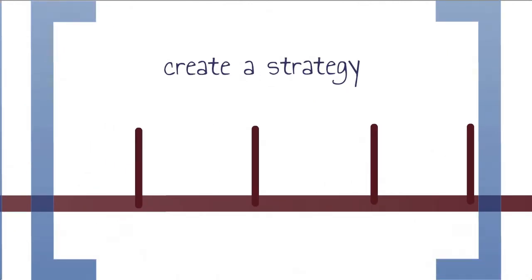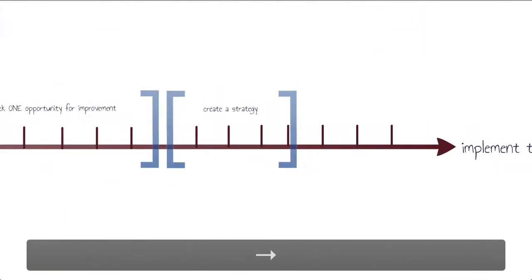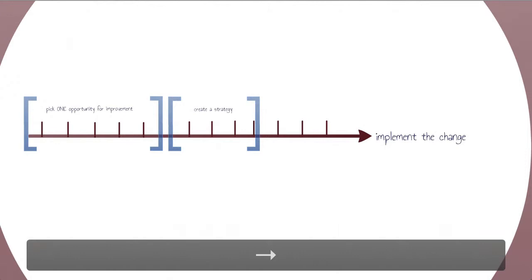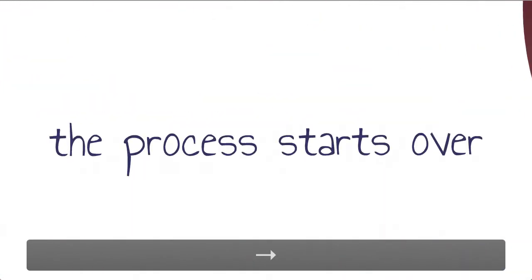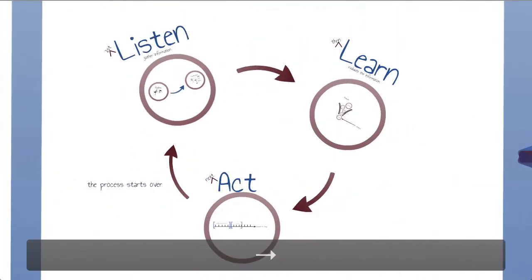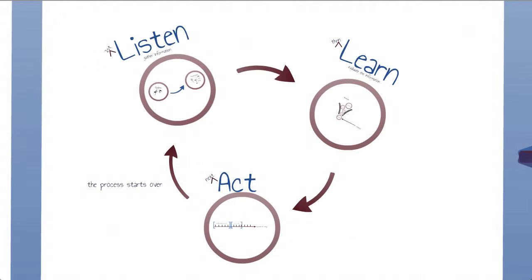So we create our strategy, right? So we've picked our one thing, we got our strategy. And now that we've got this strategy, we got to implement it. So we implement that change. But we're not done, okay? Once you implement the change, it's not high fives all around, hey, we did it. We have to start the process over. We have to say, did it work? Okay, what was the impact of the change that we had?